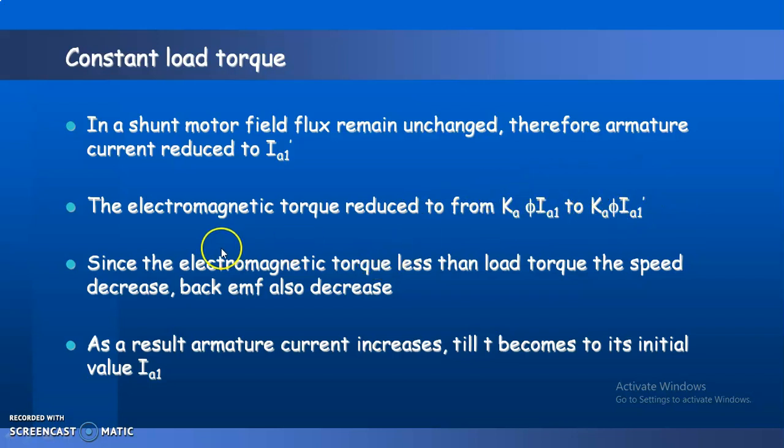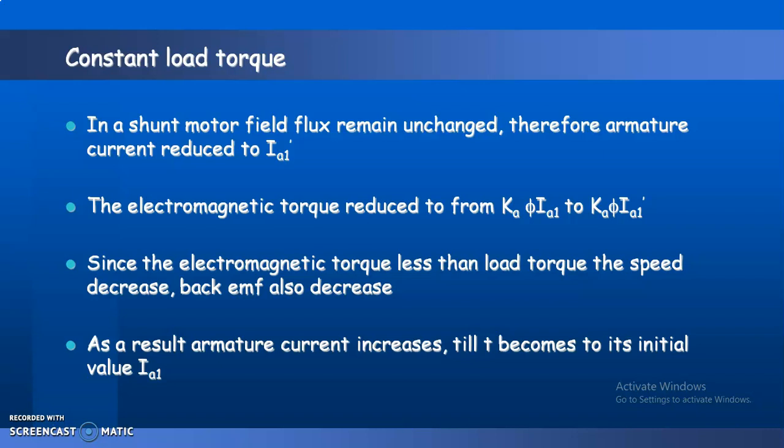Okay, so electromagnetic torque reduces, which means the speed is now decreased. Speed decrease means, as we know from the motor back EMF equation, Eb = K phi omega m. As omega m is reduced, back EMF is reduced. As back EMF reduces, in the motor equation Ia = (Vt - Eb) / Ra, Eb reduces, which means an increment of armature current.